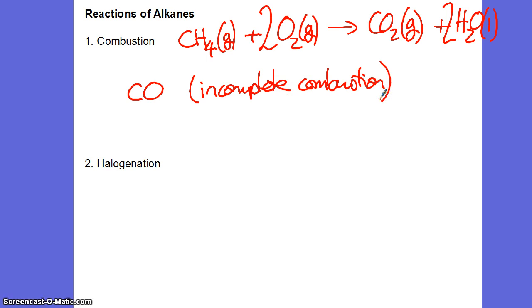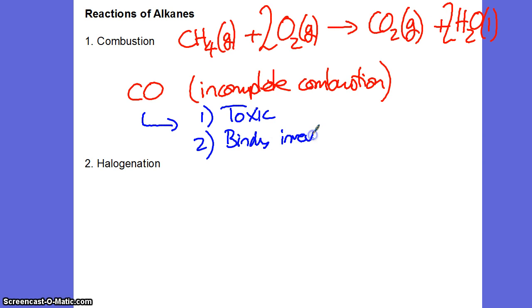And the problem with CO, which you definitely need to know for the exam, is that point 1, it is toxic. Okay, you always get a mark for just writing toxic. And the reason it's toxic is it binds irreversibly to hemoglobin. So it effectively stops the hemoglobin from transporting the oxygen around the body. So you effectively suffocate.